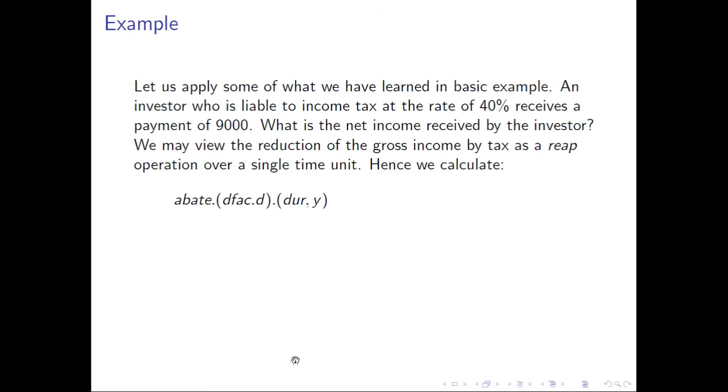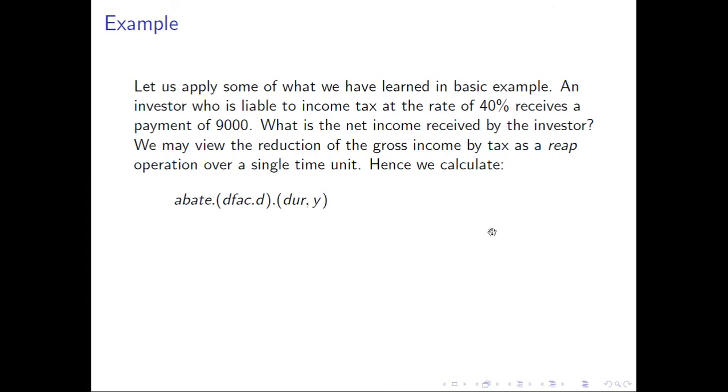Alright, now let's apply some of what we learned in the basic example. An investor who is liable to income tax at a rate of 40% receives a payment of £9,000. What is the net income received by the investor? Now, we can view the reduction of the gross income by tax as abate over a single time unit.